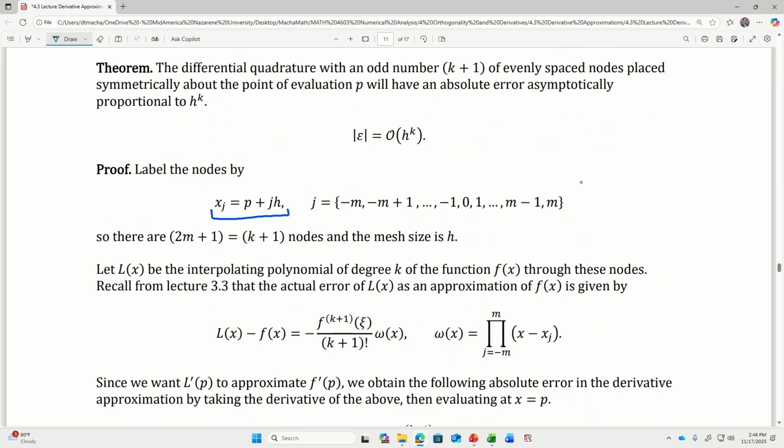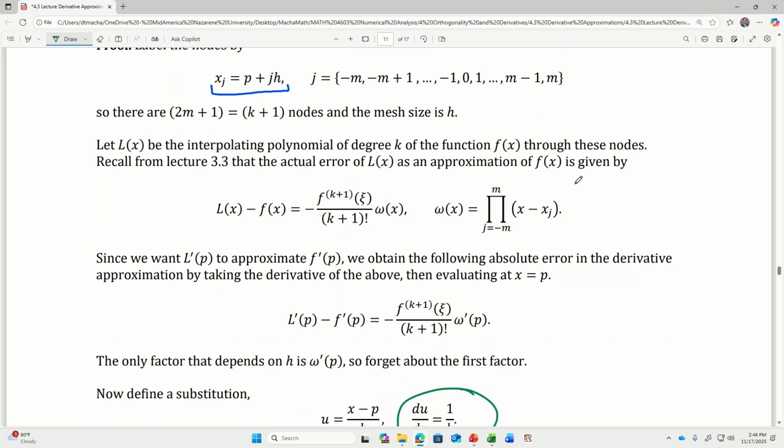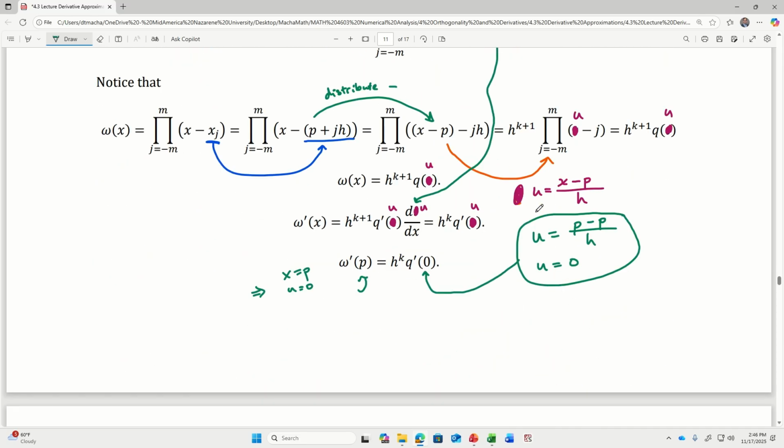Just to recap here. We've got this error formula, and that was from a previous lecture, but when we want to take the derivative, now my error in the derivative is like this, and it's proportional to omega prime of p. And we just showed now that omega prime of p is proportional to h to the power k, and that's what we're trying to show. The last thing you might be interested in, though, is what is that q prime of 0?